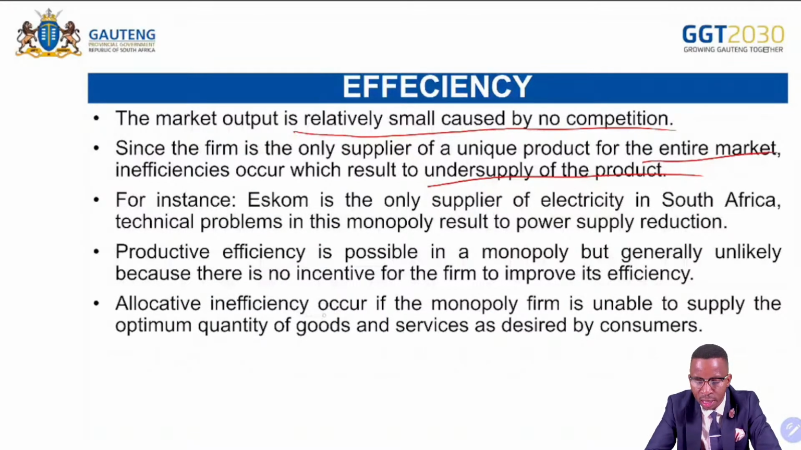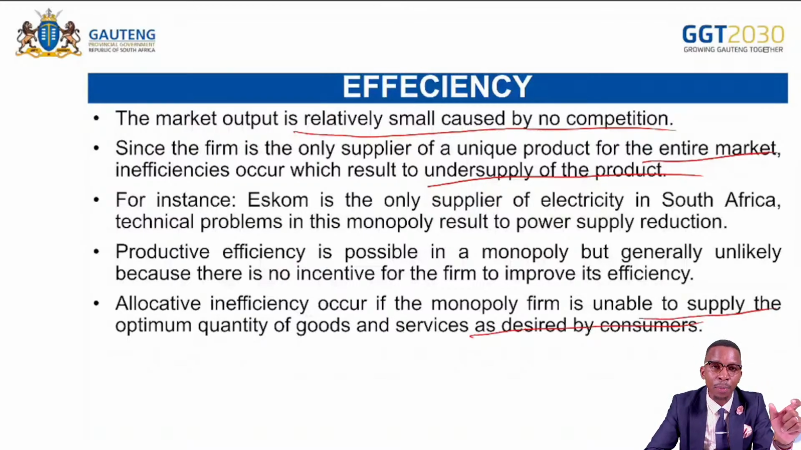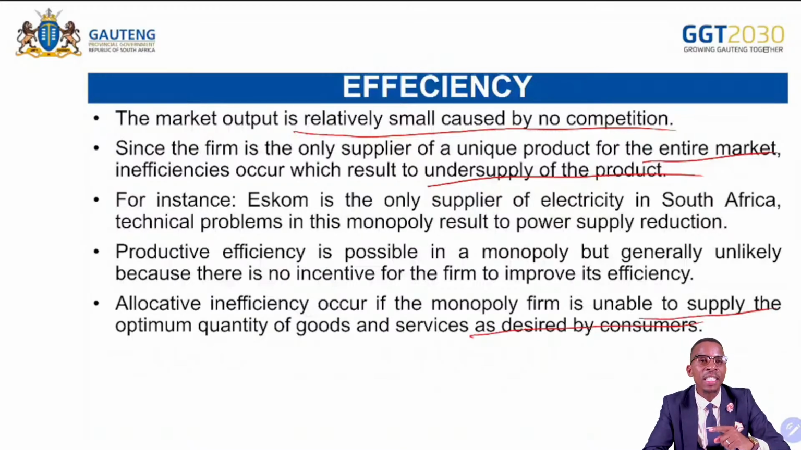Allocative inefficiency is also present in the monopoly firm, if it is unable to supply the optimum quantity of goods and services as desired by consumers. Allocative inefficiency will prevail if allocated resources are underutilized. For instance, you have enough coal available in South Africa to produce electricity. However, we still have an issue of load shedding. That results in allocative inefficiency because resources are available, but they are being underutilized. More power stations are closed, so we don't have enough electricity. That means there's an allocative inefficiency caused by the fact that more resources are available, but they are underutilized.